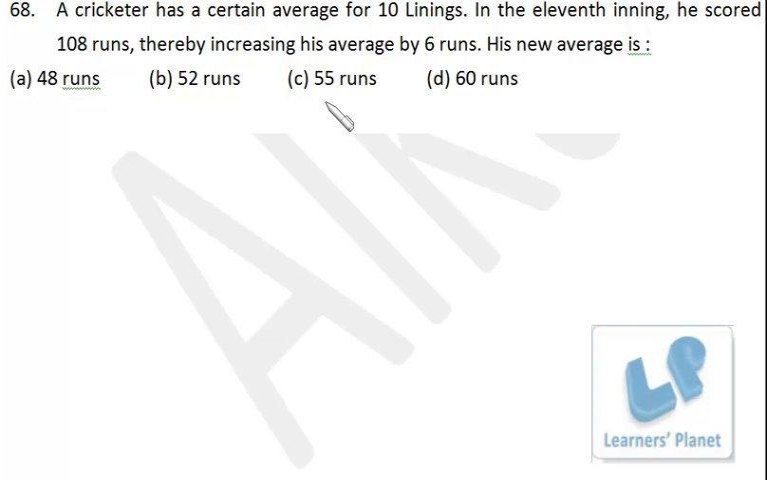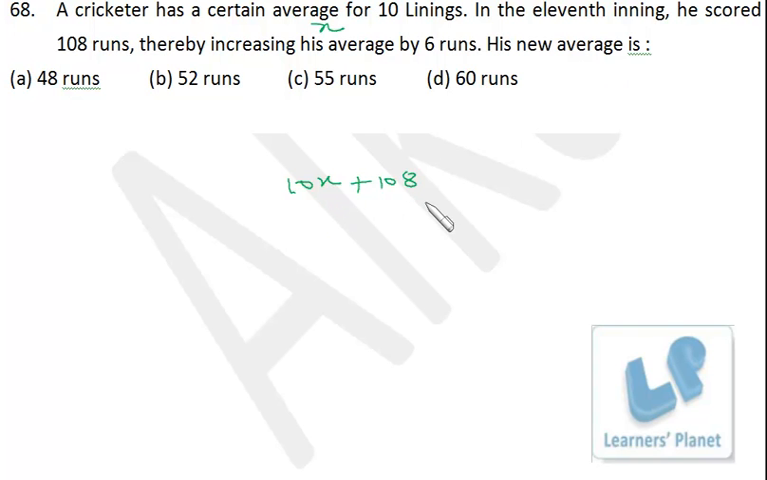Now this problem, a cricketer has a certain average for 10 innings. In the 11th inning he scored 108 runs, thereby increasing his average by 6 runs. His new average is? I assume the initial average of these 10 innings is x, right? So total is 10x for 10 innings. In the 11th inning he is scoring 108. So total of 11 innings is 10x plus 108, right?